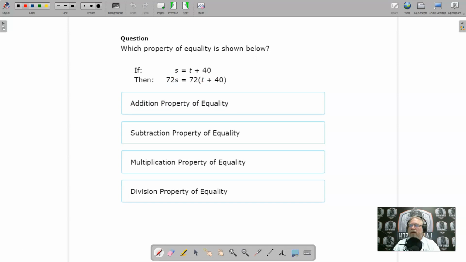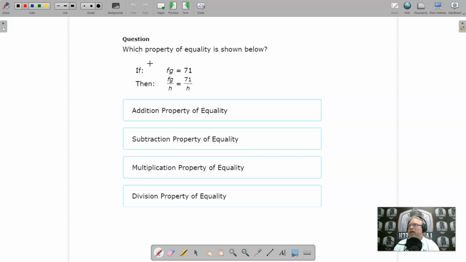Which property of equality is shown below? Here we have s, and here we have s. Here we have t plus 40 and t plus 40. It looks like we are multiplying both sides by 72. So since we're multiplying both sides by 72, it is the multiplication property of equality.